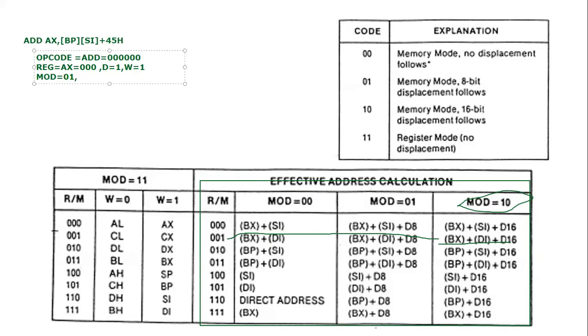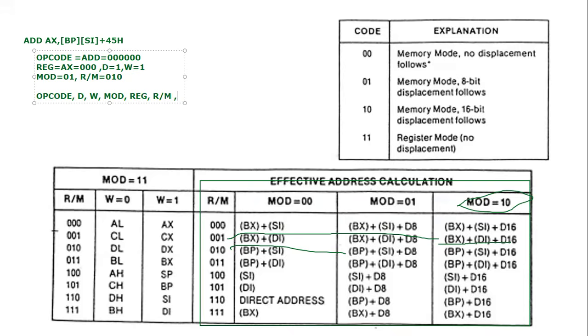And the next would be R/M. R/M is memory mode with 8-bit displacement. We will look in mode 01, and this is BP plus SI plus D8. So this is the case, and this is the third line. So this third line will eventually lead to 010. So the value of R/M is 010.